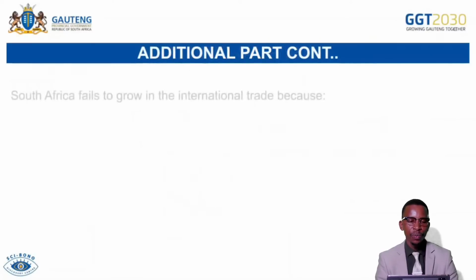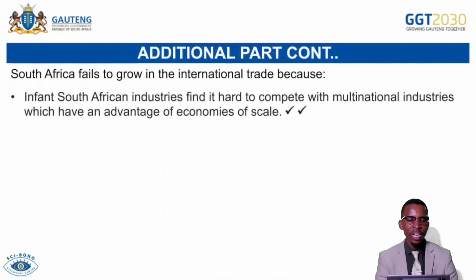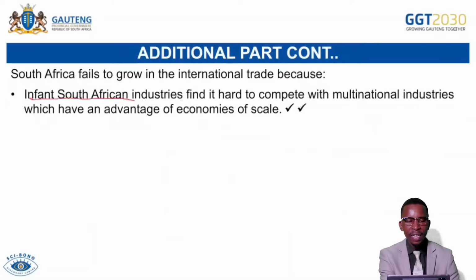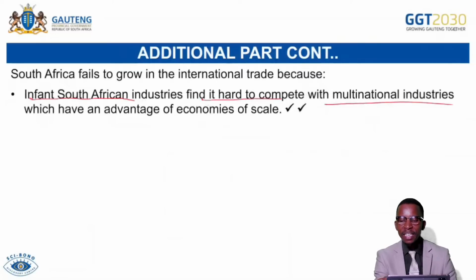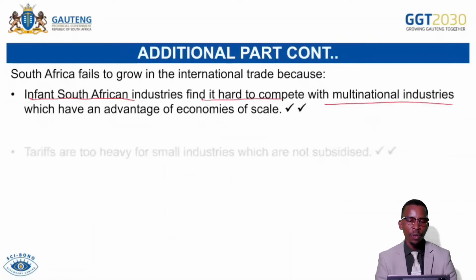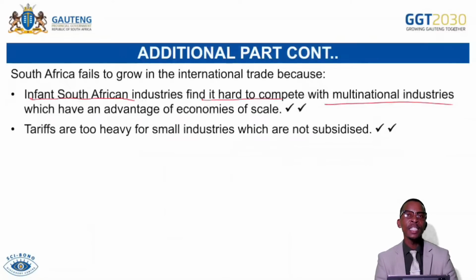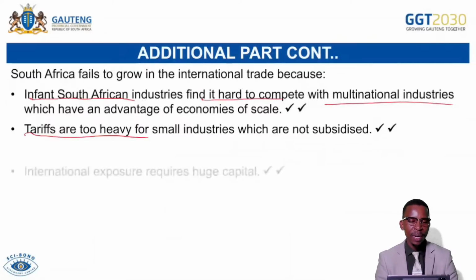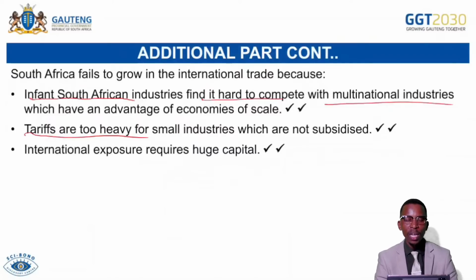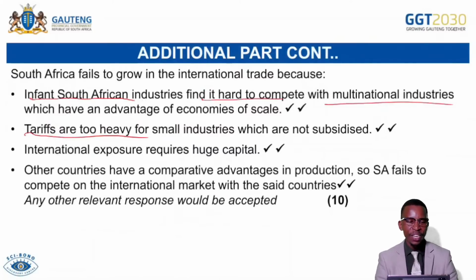South Africa fails because infant South African industries find it hard to compete with multinational industries which have the advantage of economies of scale. Tariffs are too heavy for small industries which are not subsidized by their governments. International exposure requires huge capital which is not available for local industries. Other countries have competitive advantage in production, so South Africa fails to compete on the international market with the said countries. Any other correct relevant response is accepted, for 10 marks.